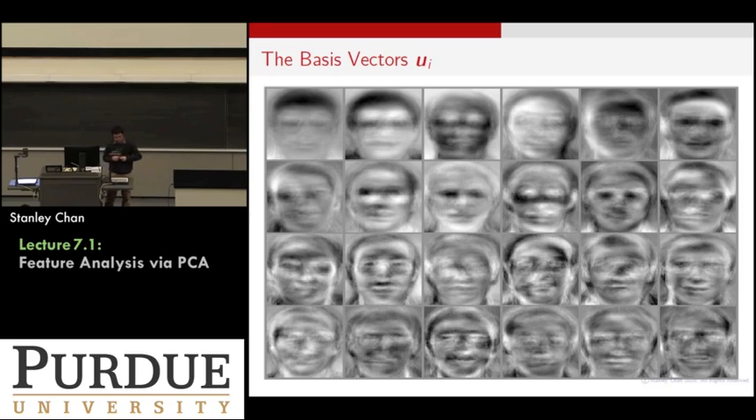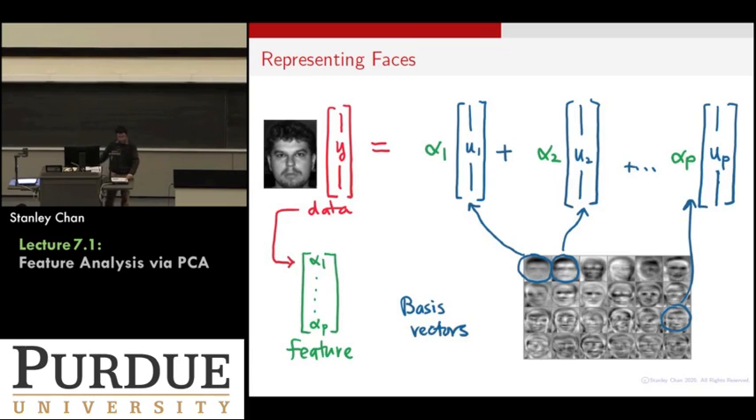Also, you realize that any image, you give me an image, I can represent it as a linear combination of these eigenfaces, these basis functions. So what I mean is that, suppose I give you a testing image, which doesn't come from your data set.